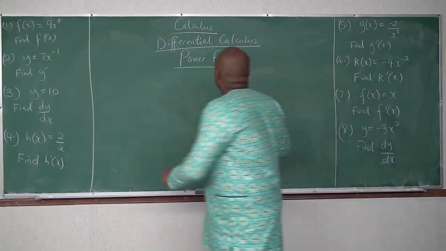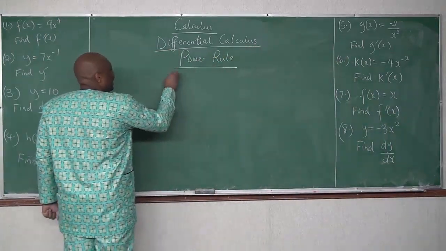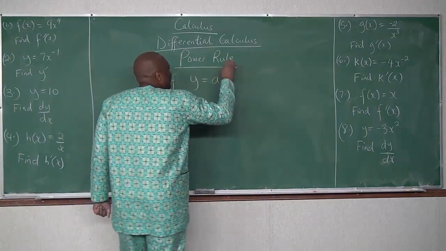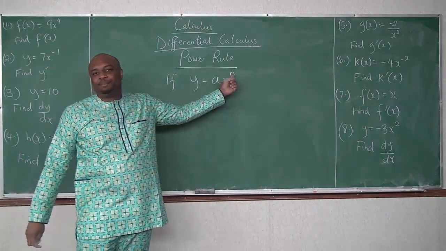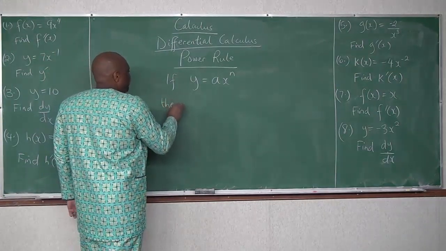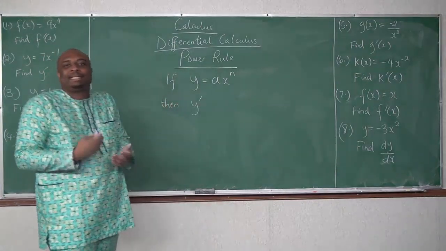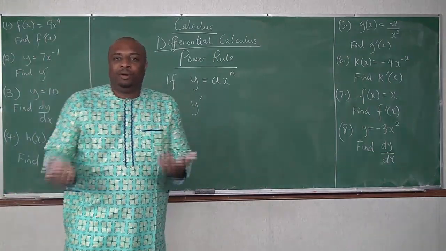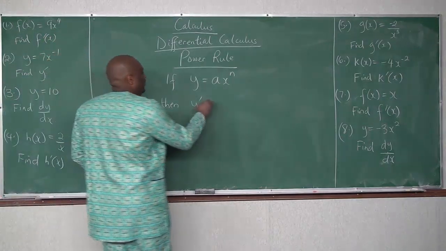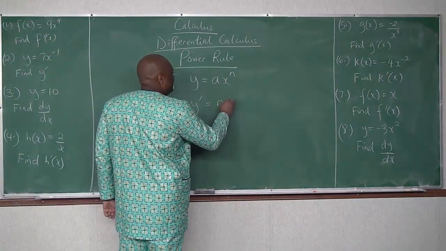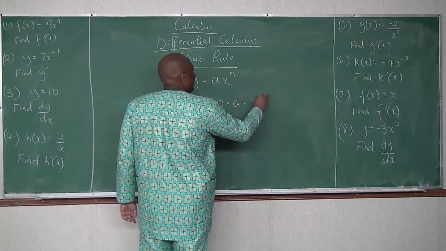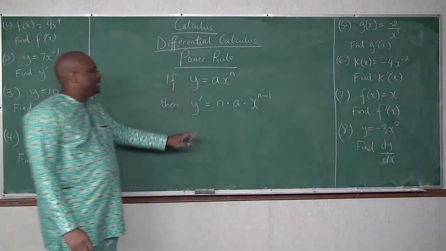And in power rule, we say that if y is equal to a x exponent n, then y prime, of course your y prime is the same thing as f prime of x, or dy dx. We've talked about that in previous videos. So y prime will be n times a times x exponent n minus 1. So you see how it goes.